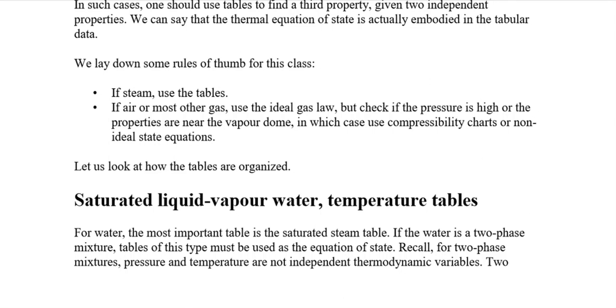So let's look at how the tables are organized now. I said we would need two independent intensive properties to define the state of the system. The first table is for saturated liquid-vapor water. So we are talking about the saturated state, liquid and vapor, the vapor dome itself.